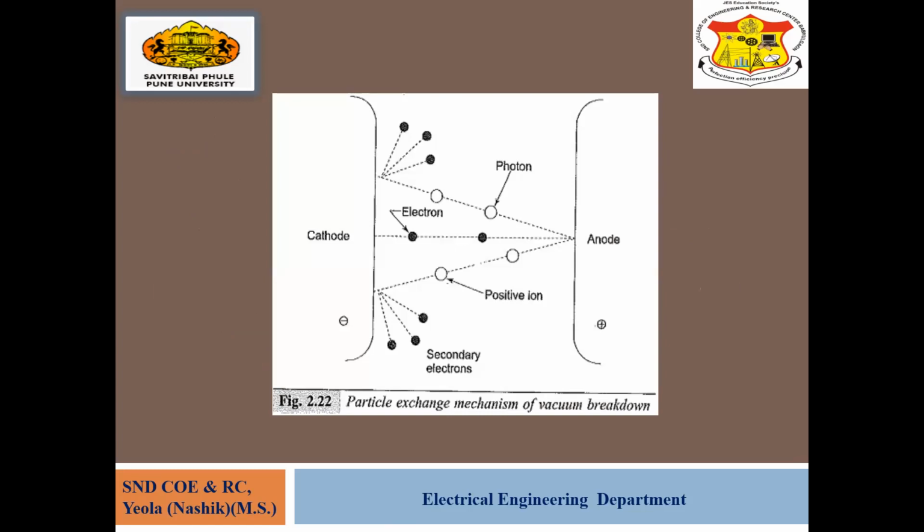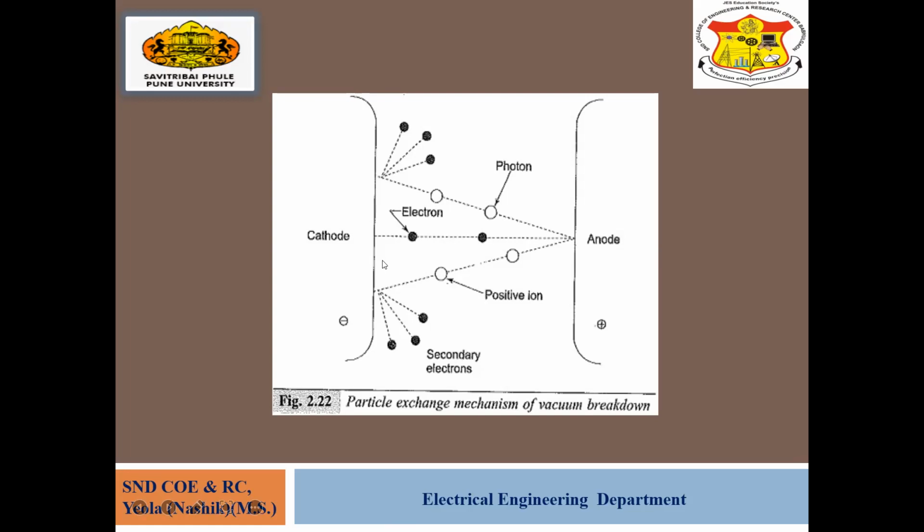See here, this is your cathode, this is your anode. Electrons are bombarded on the anode. As the electrons are bombarded on the anode, what happens? These positive ions and these photons are released, just as I have told you. Where will they go? Surely they will go to the cathode. See here, they are going to the cathode.